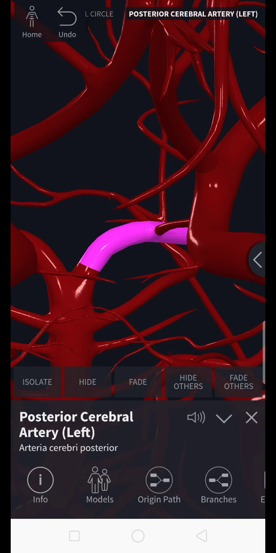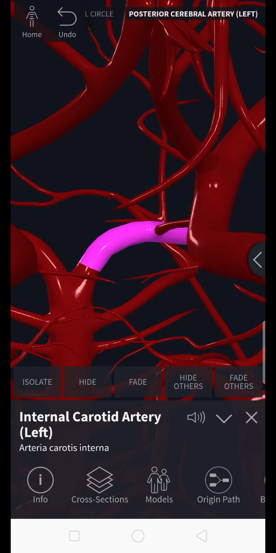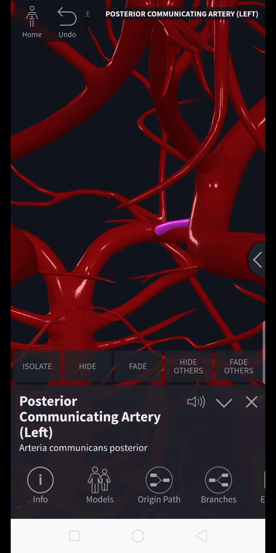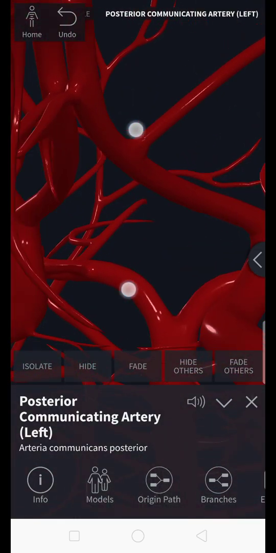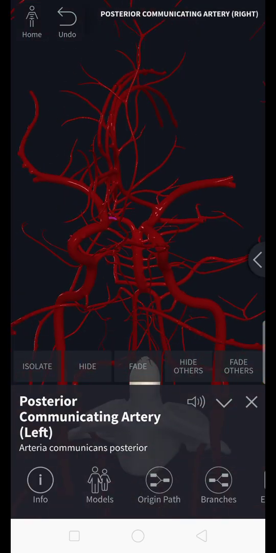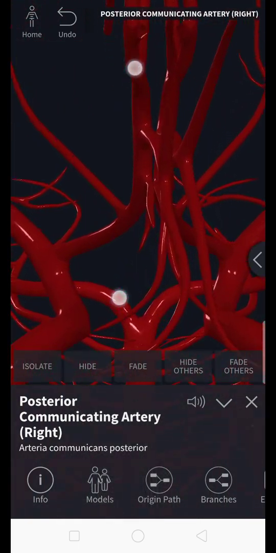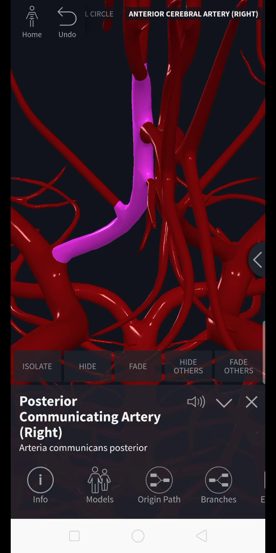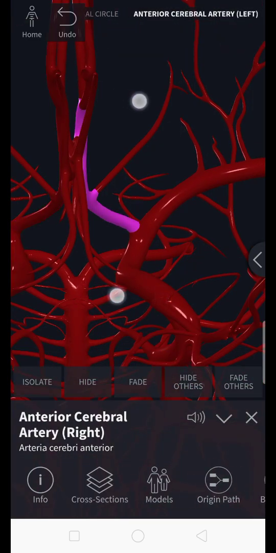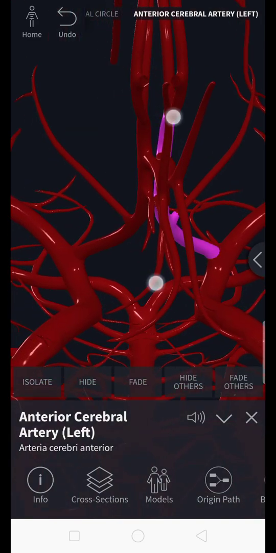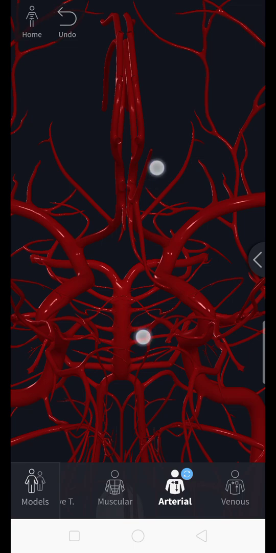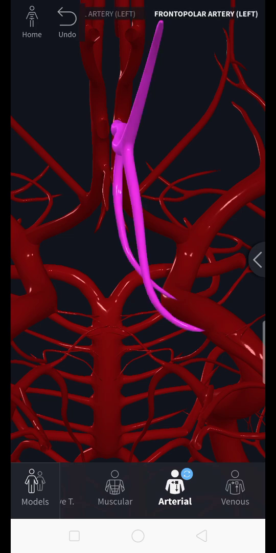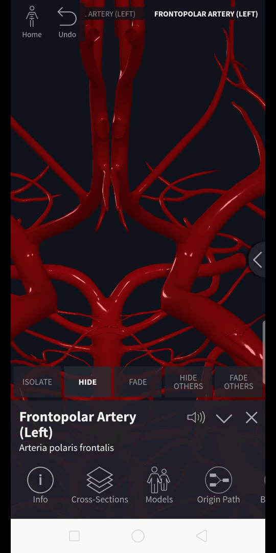The posterior cerebral artery and internal carotid artery communicate by the posterior communicating artery. Here the left side and here the right side. This is the posterior communicating artery. And these are the anterior cerebral artery of the right side and the anterior cerebral artery of the left side, and the 2 anterior cerebral arteries are connected by the anterior communicating artery, which is critical. This is the circle of Willis.